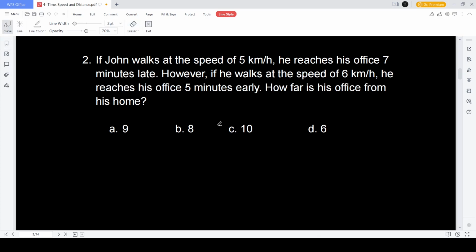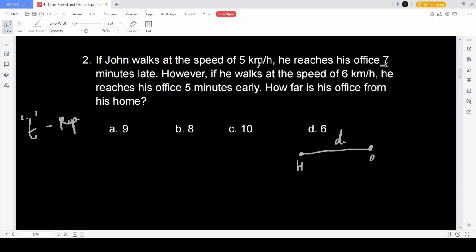So we'll call this his home and this his office. The distance is d. Now let's assume his reporting time at the office is t. So t is his reporting time.